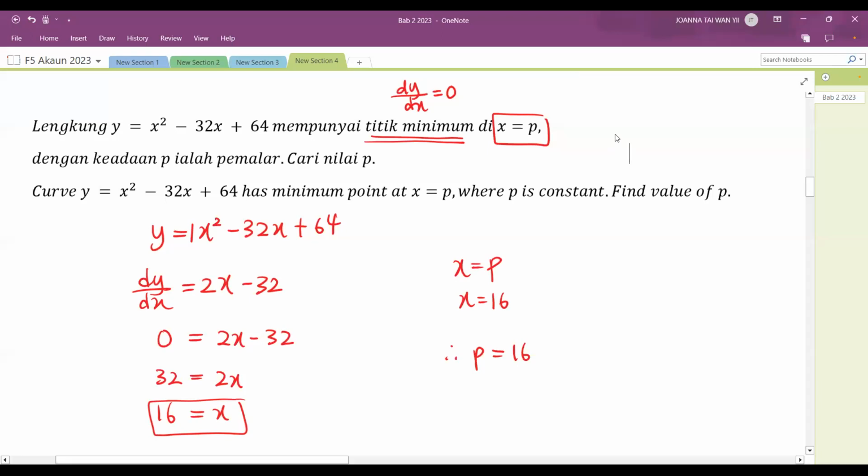Senang saja kan soalan ni? As long as you know minimum point means dy/dx is 0, then everything will be simple. Okay, next question.